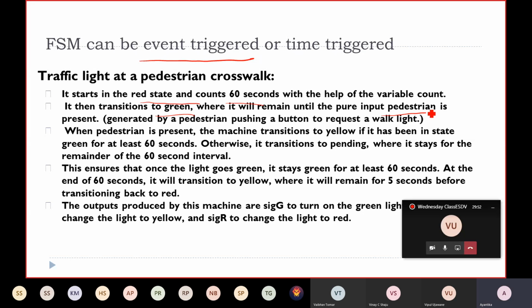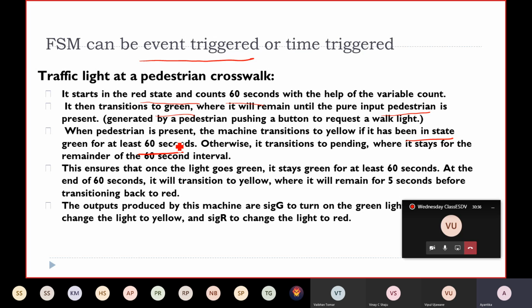How can some pedestrian input be generated? Maybe in modern cases some sensor detects it, or in a few countries we have seen there are push button type systems where the pedestrian can push the button and request to cross the road. So in that crosswalk, the green light will be dependent on this push button. When the pedestrian is present, the machine transitions to yellow if it has been in state green for at least 60 seconds. So again, another time-based condition.